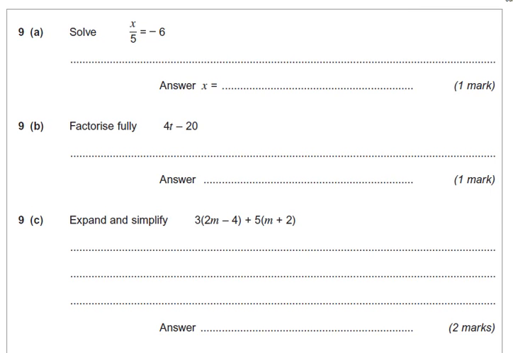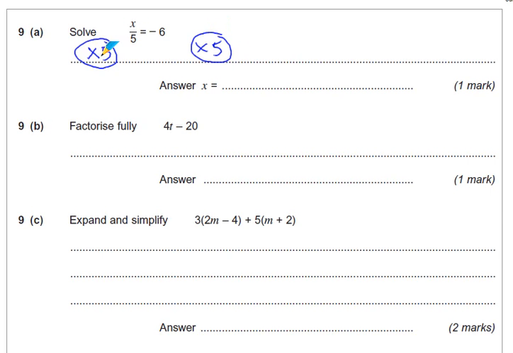Question number 9, part A. Solve x divided by 5 equals minus 6. My answer has to be equal to x is equal to something. So instead of x divided by 5, I want to do the opposite of dividing by 5, which is multiply 5 to both sides. I'm going to write my operation there in a bubble.